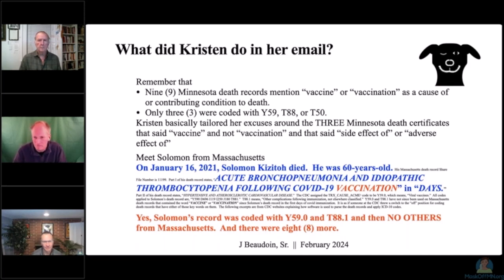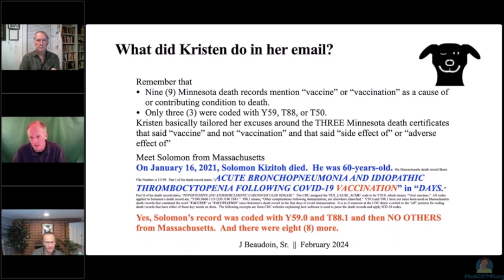Meet Solomon from Massachusetts, 60 years old, died January 16, 2021. Acute bronchopneumonia and idiopathic thrombocytopenia following COVID-19 vaccination in days. It doesn't say side effect of. It doesn't say adverse effect of. It doesn't say vaccine, it says vaccination. And yes, his record was coded with Y59.0 and T88.1, making her excuse utter lies and fraud on top of the other lies and fraud at the CDC.